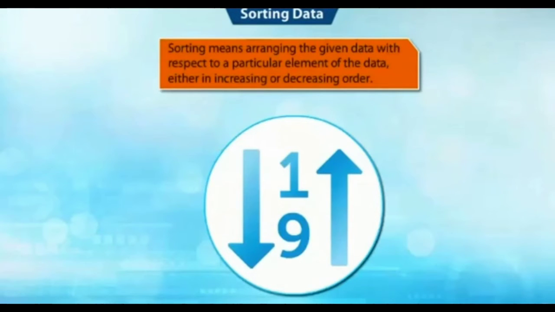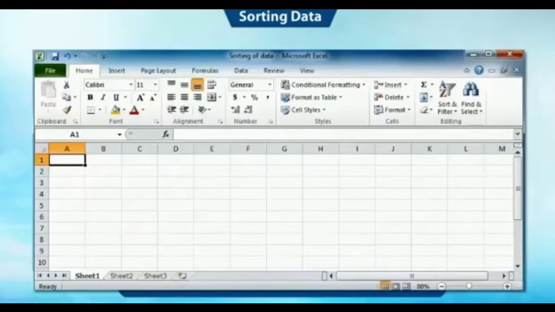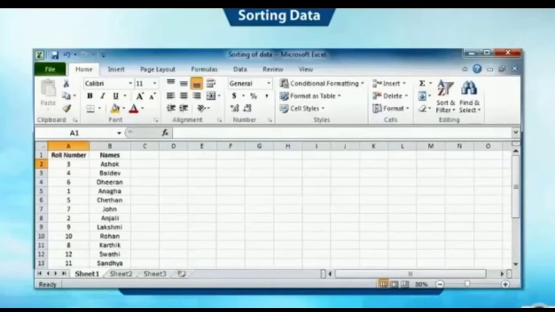Yes students, sorting means arranging the given data with respect to a particular element of the data, either in increasing or decreasing order. Now let's learn how to sort data in Microsoft Excel. Before sorting, let's first create a database which has some fields. Here, roll number and student's name. Your database should look like this. See here, some roll numbers are there and some names are there.